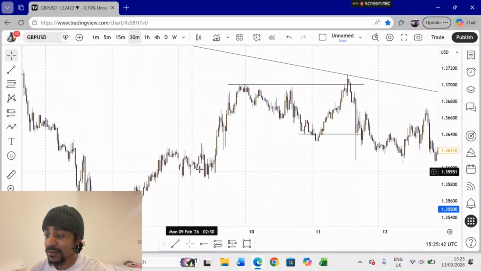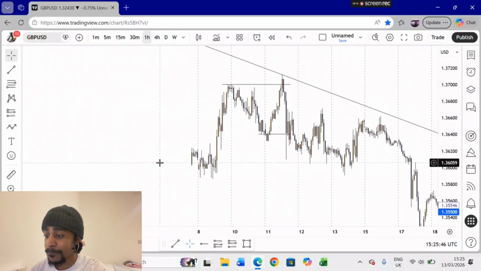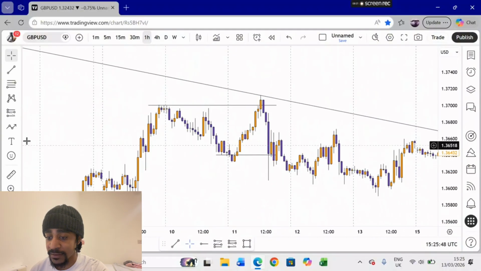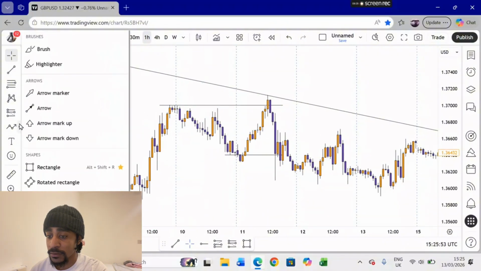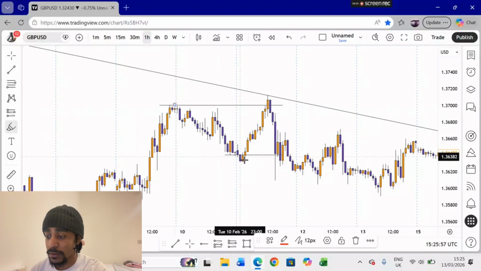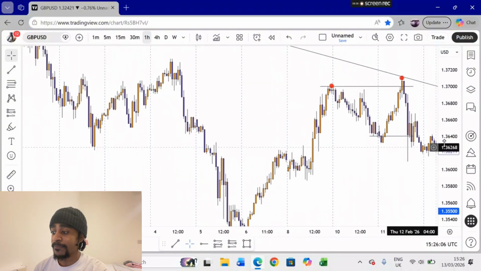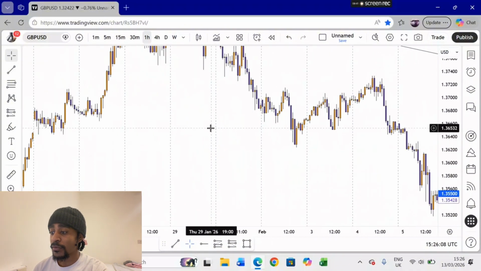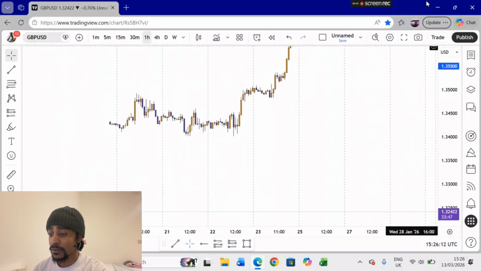So again, looking at it, if I go on the 1 hour time frame, it's very clear to see the double top formation. So you see top, top, and then reverse. So this is an M pattern. This is an example of an M pattern. Let's keep going through price and seeing if we can find more examples.